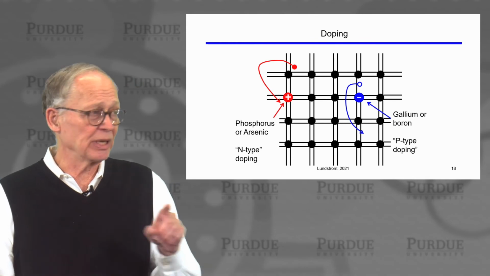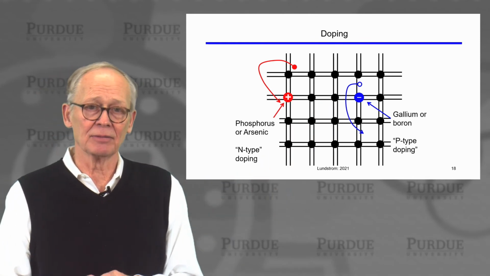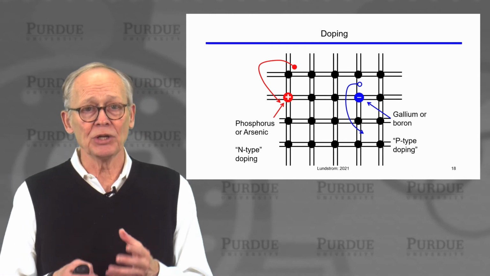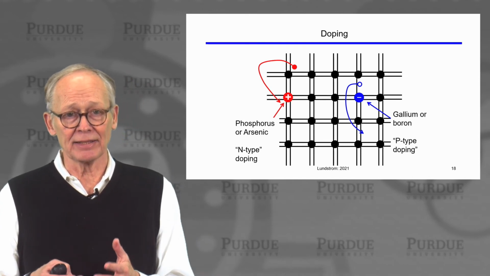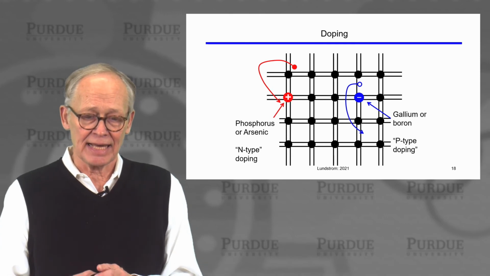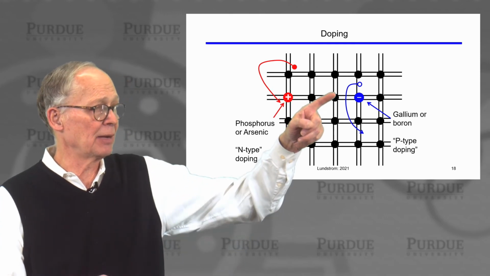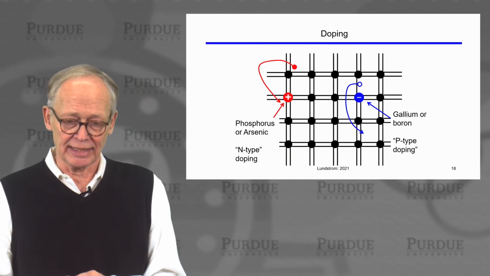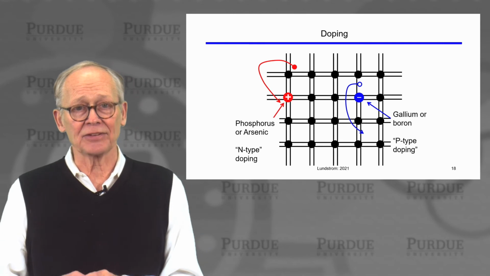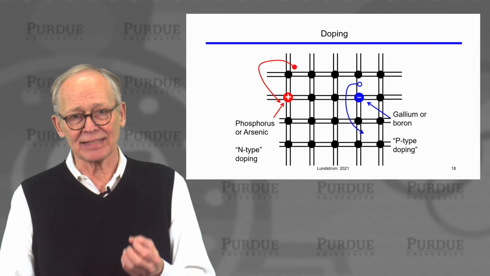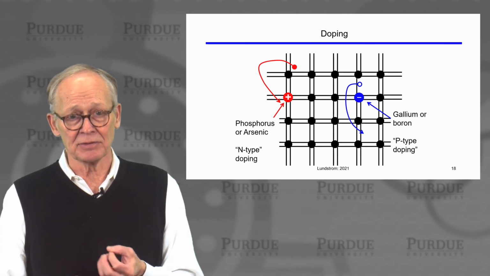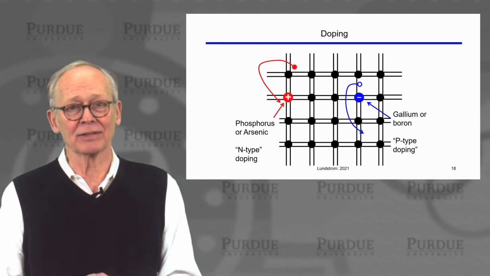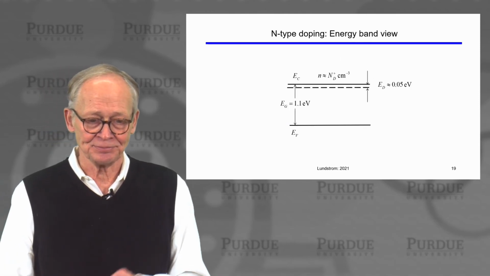If we have a column 3 dopant, gallium or boron for silicon, it has only 3 valence electrons, 1 too few. There's a missing covalent bond. There's a hole. That hole can be filled by another electron hopping into it. Now the hole is moved. So now we've created mobile holes in the valence band. These are called acceptor dopants because they accept an electron from the valence band, thereby creating a hole in the valence band. Doping is what makes semiconductors so incredibly useful.